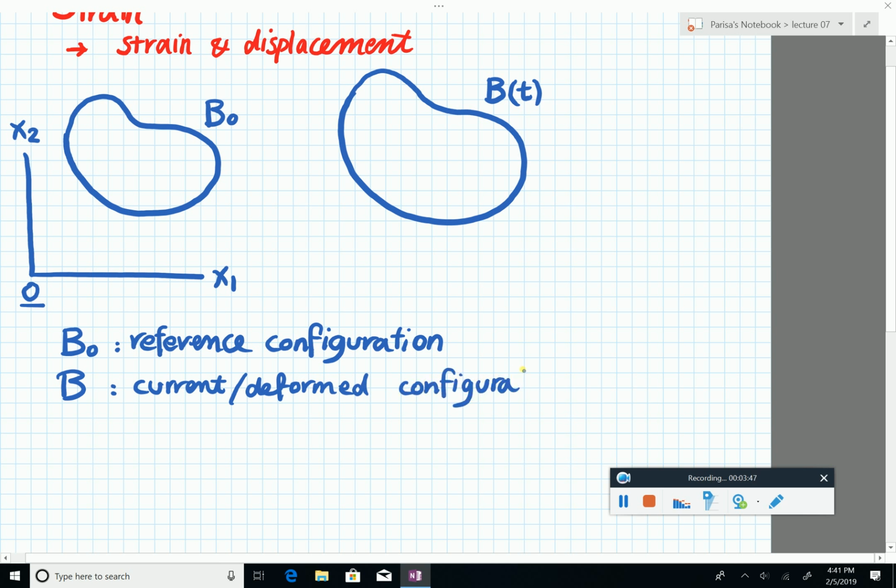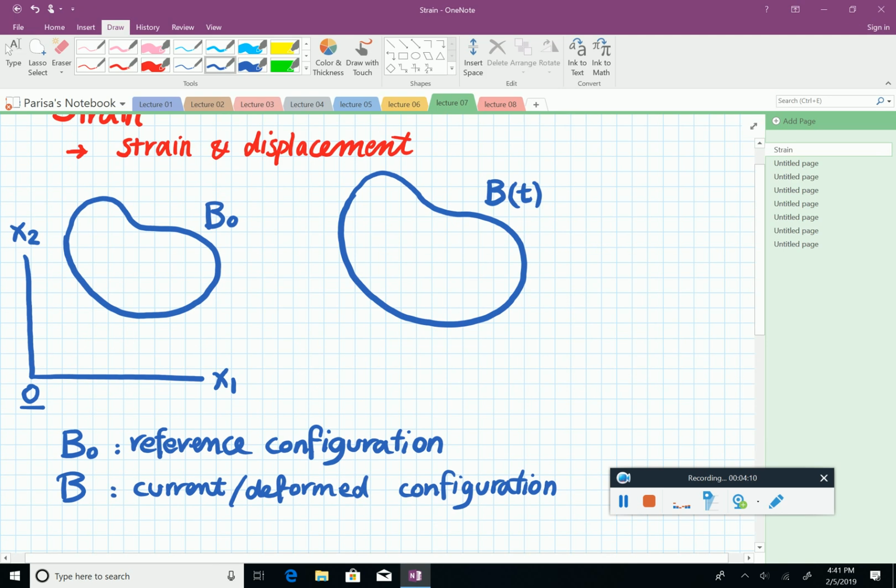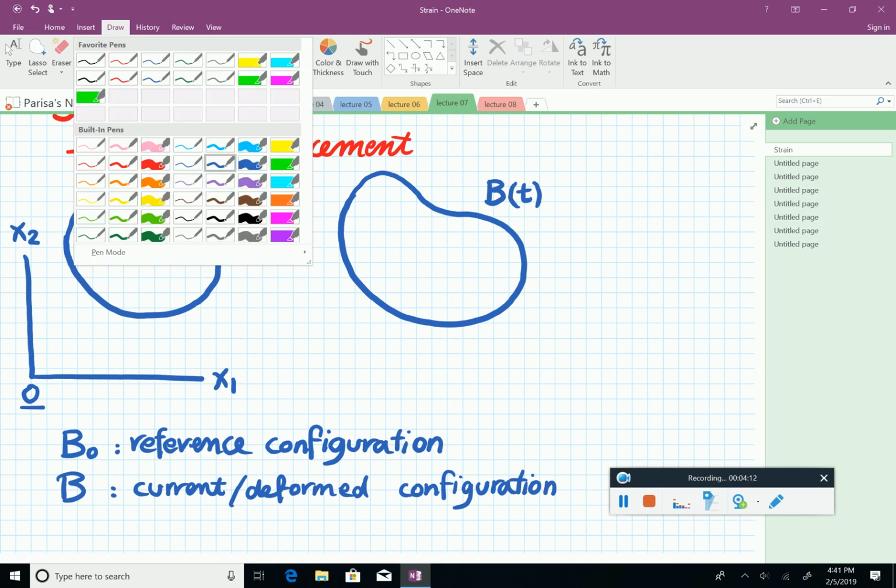And in continuum mechanics, we assume that the body is made of a lot of particles, and they're very, very tiny, so it's like a continuum. And each one of them, you can track its movement and look at that displacement. So let's take one of these points. I take one point here.